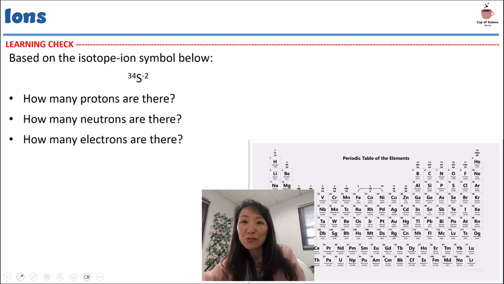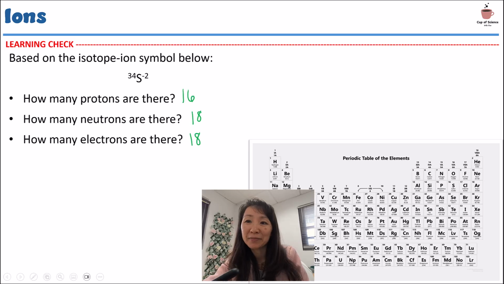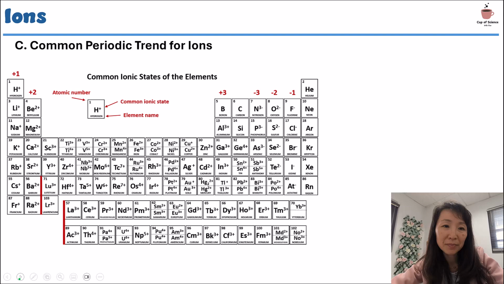You're going to try this one and come back and check the key. And here is the key. In the periodic table, there is a trend, especially for the main group elements. The main group elements are located in rows 1A, 2A, 3, 4, 5, 6, 7, and 8A. The very last row is going to have no charge associated with it.